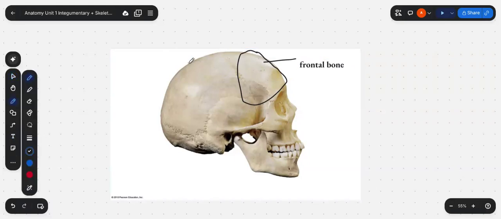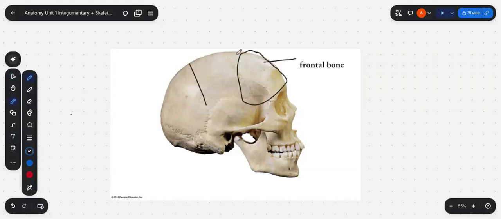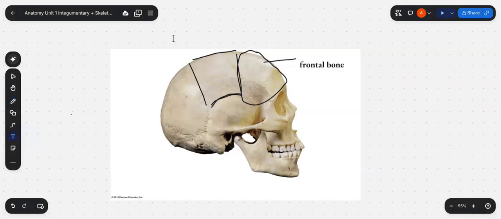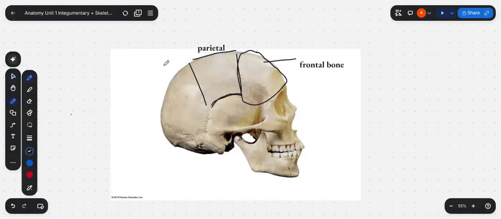Then we have your parietal bone, which is going to be this middle portion over here, and it's going to wrap around to the top of the head, and then come down the sides until you see this fissure or crack over here. So that is your parietal bone. And then towards the back of the head is your occipital bone.